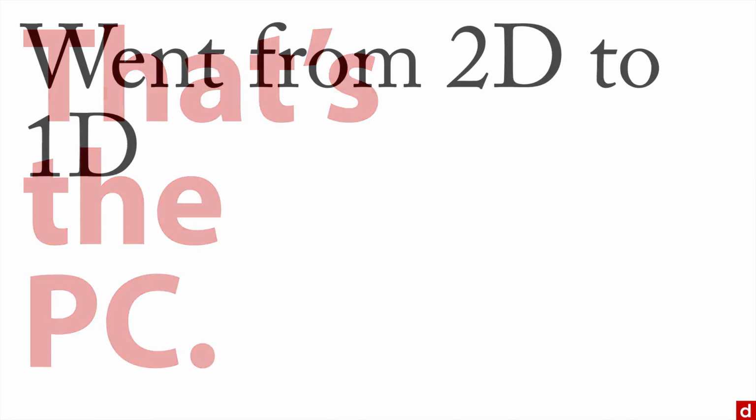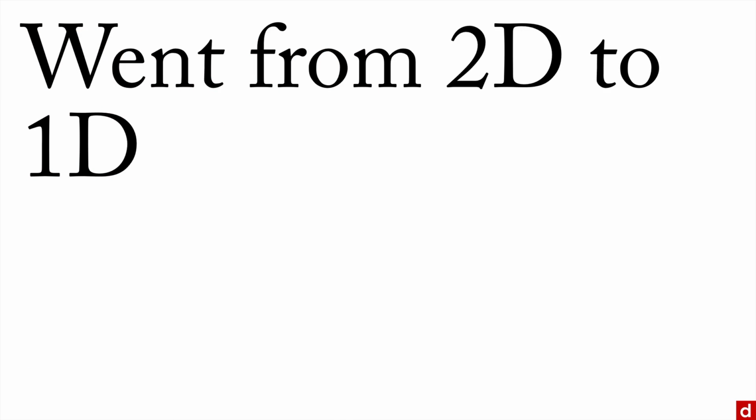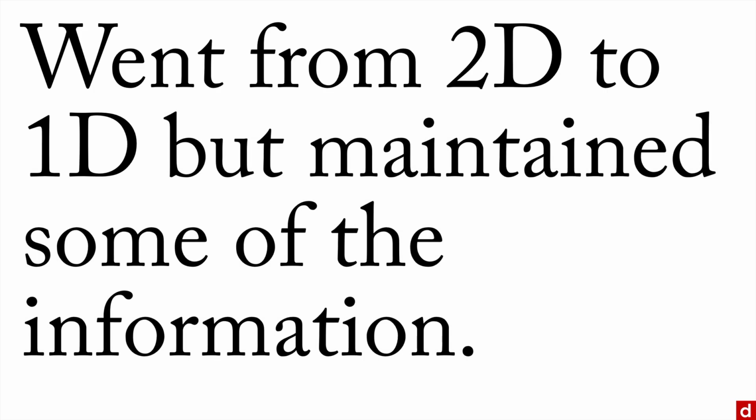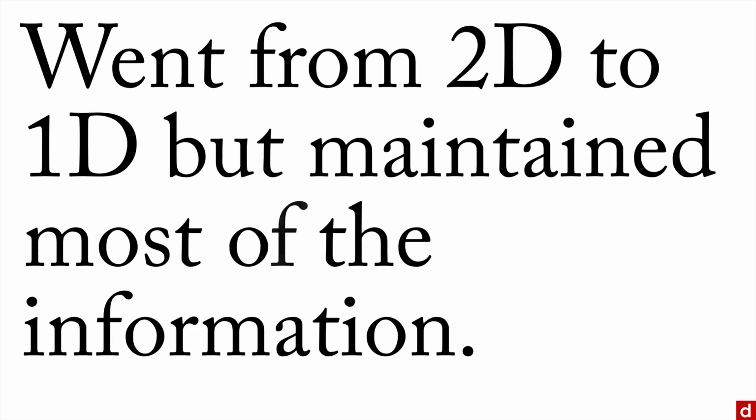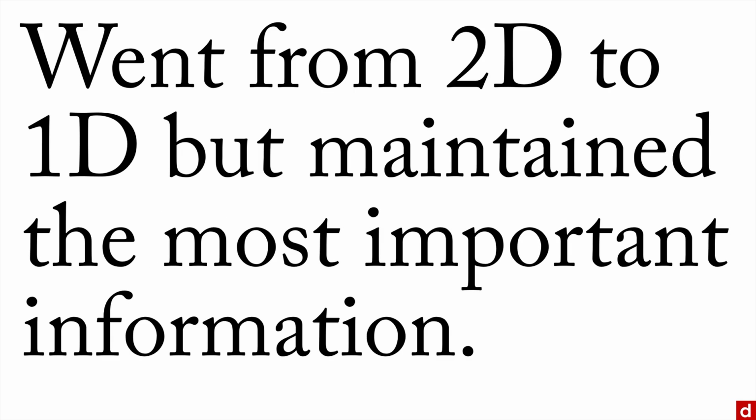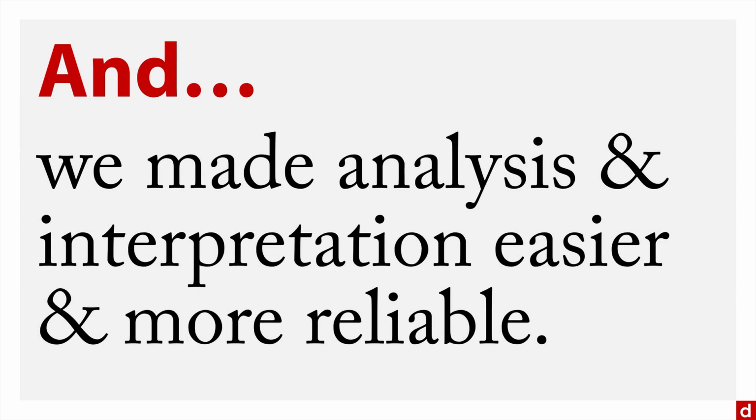Now, let's recap what we've accomplished here. We went from a two-dimensional data set to a one-dimensional data set, but maintained some of the information in the data. But I like to think that we maintained most of the information, and hopefully we maintained the most important information in our data set. And the reason we're doing this is we've made the analysis and interpretation easier and more reliable by going from something that was more complex, two-dimensional or higher dimensions, down to something that's simpler to deal with. Fewer dimensions means easier to make sense of in general. Let me show you how this works in R.